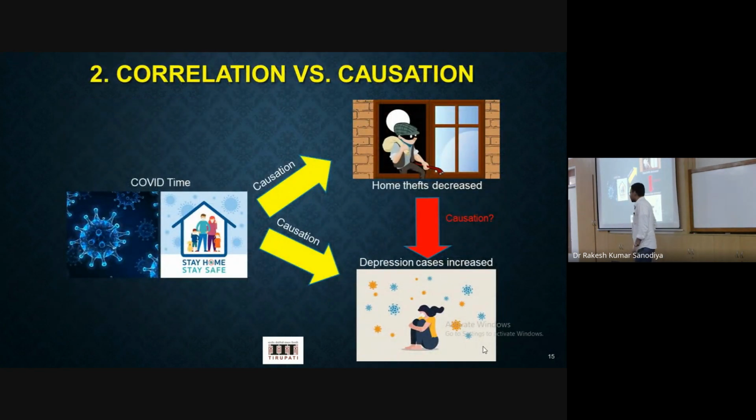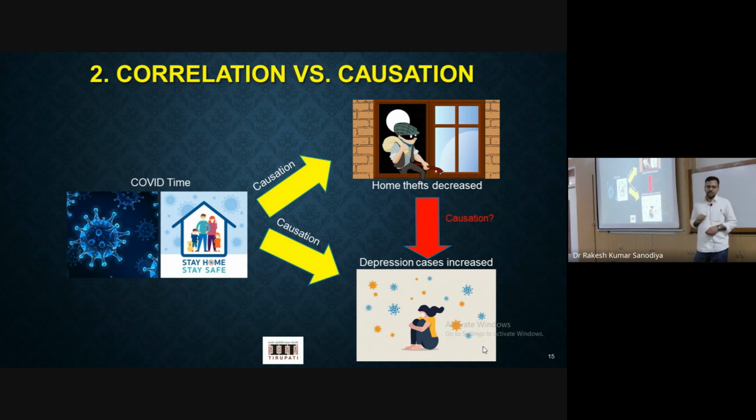Second point, COVID has happened. Everybody is staying at home. So what happened? There are no home thefts. Where will they come? Earlier they would go out, have access and steal. So as a result, the number of home thefts has decreased. Now, people have no other activity, no socializing and everything, so people went into a depressed mood. Also, the situations were such that everybody's near and dear ones passed away. You don't know, a lot of uncertainty. So the depression cases have increased.